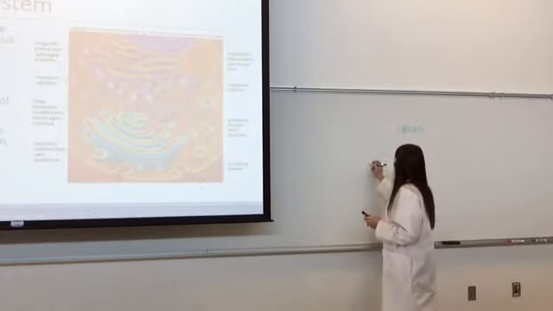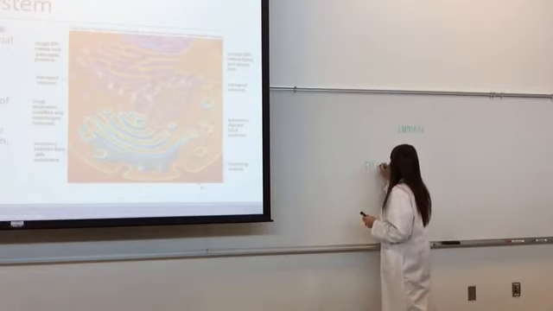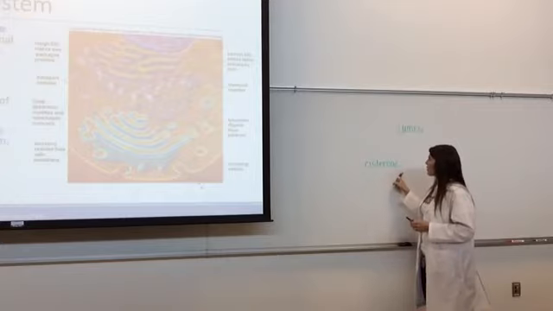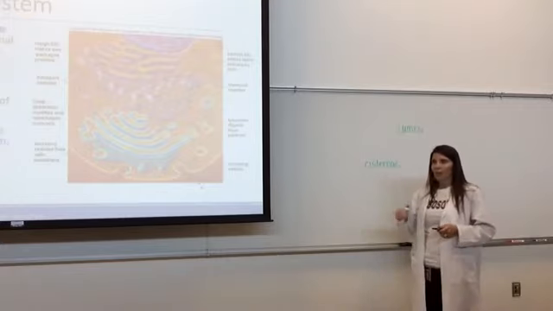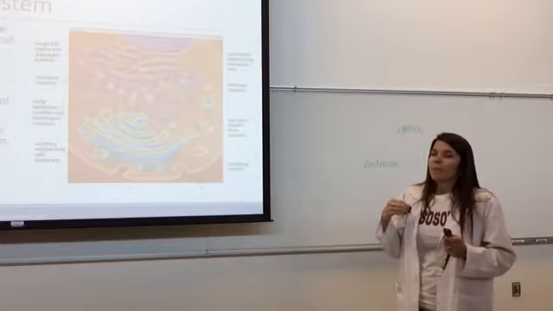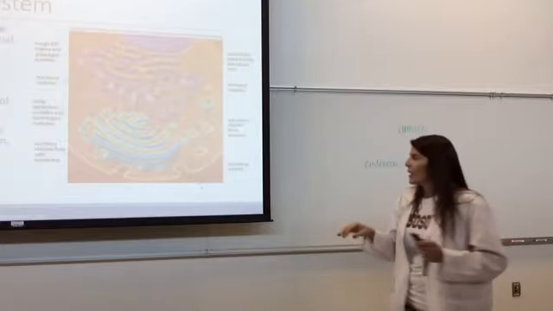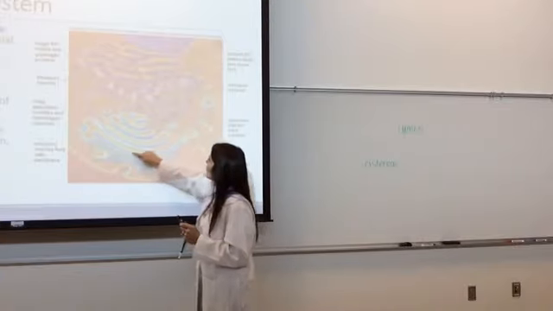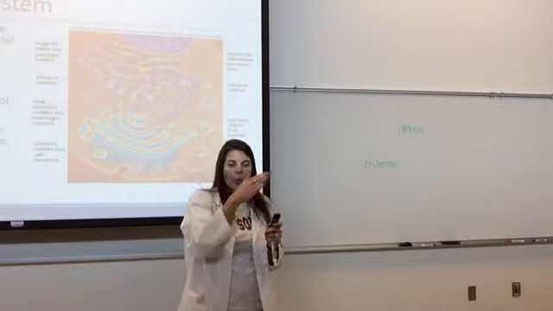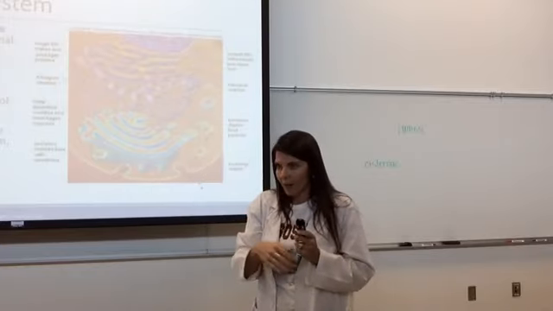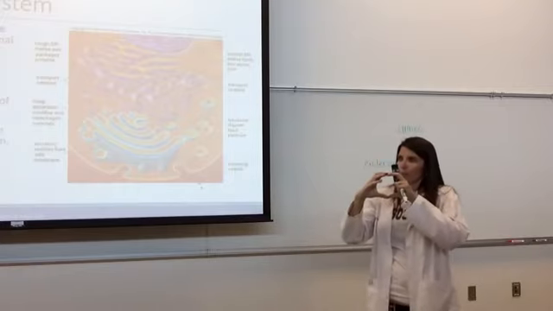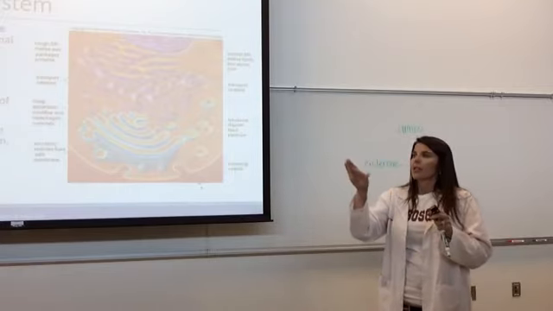The second word is cisternae. You might see it spelled cistern, but cisternae is normally the way it is referenced. Cisternae is this folding or looping that these membranes do. They make these folds, so we call them cisternae. So lumen is an opening, and the cisternae are the folds.